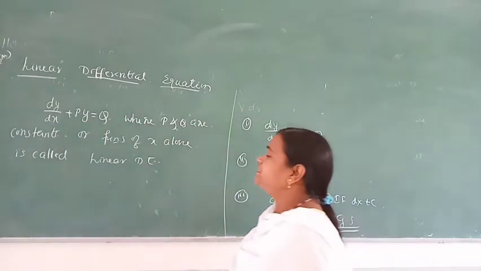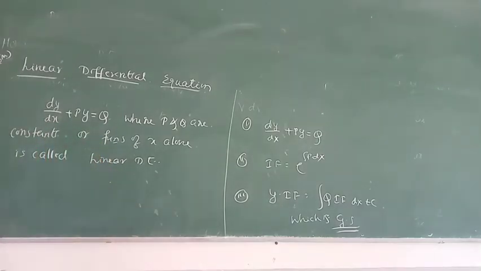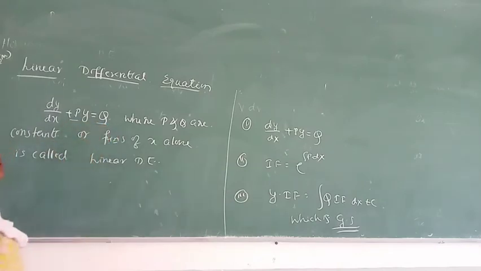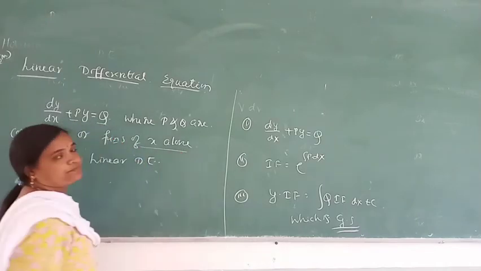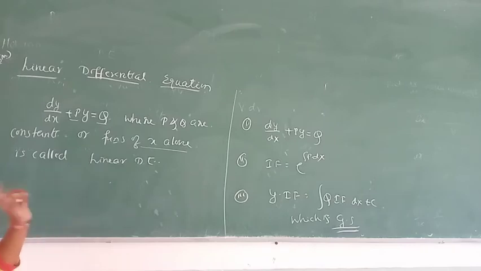That is the dy by dx plus py equal to q form, where p and q are constants or functions of x alone. They are either constants or functions of x. They contain only the x. This is called linear differential equation.